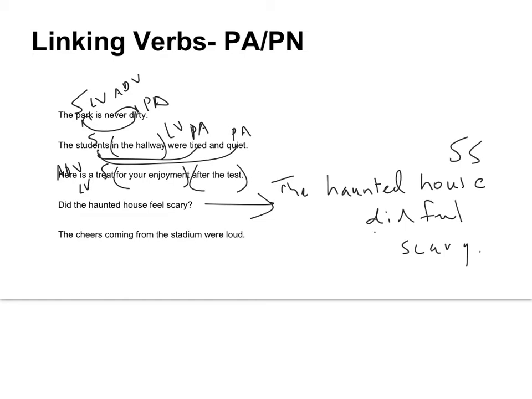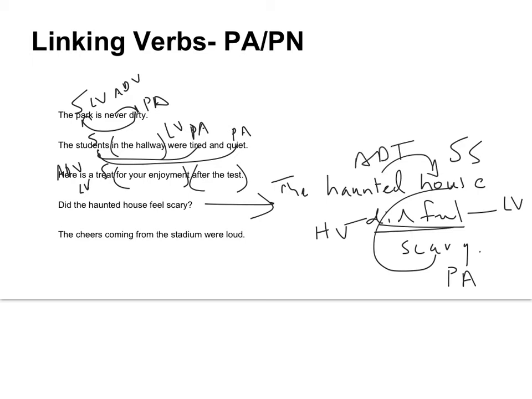I've got this verb phrase. Feel ends up being a linking verb. Did is my helping verb. Scary is modifying house, and it is a predicate adjective. I could then go over, here's an adjective as well. I could then go over and mark up the sentence exactly the same. Helping verb, linking verb, predicate adjective, subject, adjective.